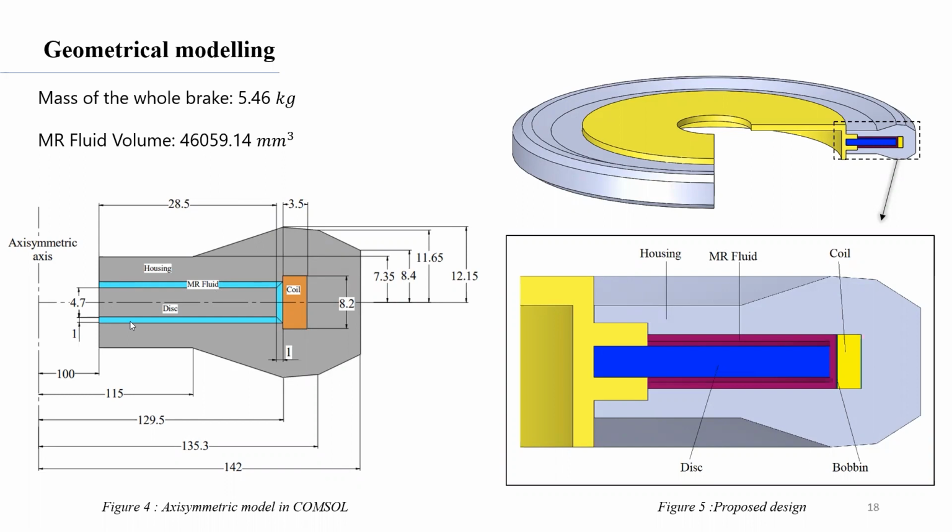These are all the dimensions that correspond to that design, and we are using the equation that I have shown. If all these dimensions are put in, we can get the theoretical torque capacity. So this is very clearly shown here. One coil here, disc here, and MR fluid here, housing, and this is how it looks.